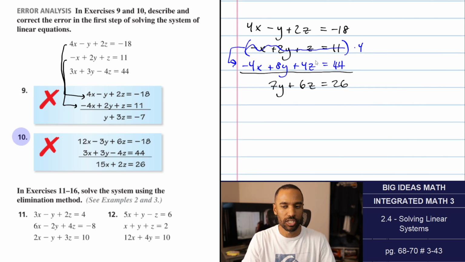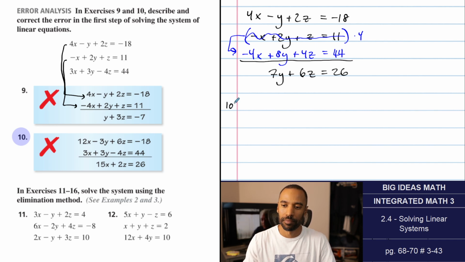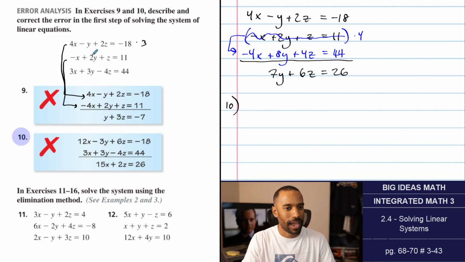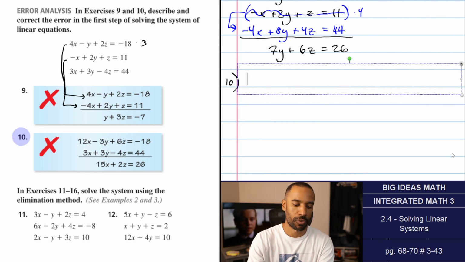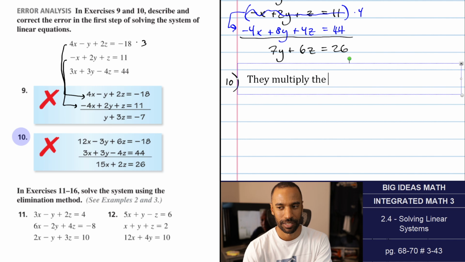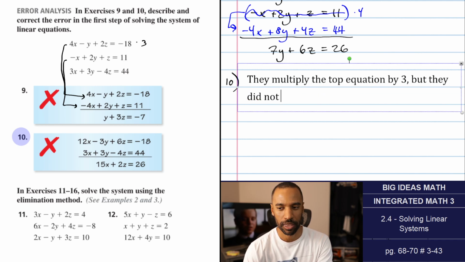It's the same system, it looks like. So maybe that's a good reason why we're not going to solve. They're using the same system. So on number 10, they take the top equation and multiply it by 3. Oh, except, what's the mistake? I don't know if you see it. And they take the bottom equation as is. So what's the mistake in the top equation? This is the common one that they would do. They multiply the top equation by 3, but they did not multiply the right side by 3.